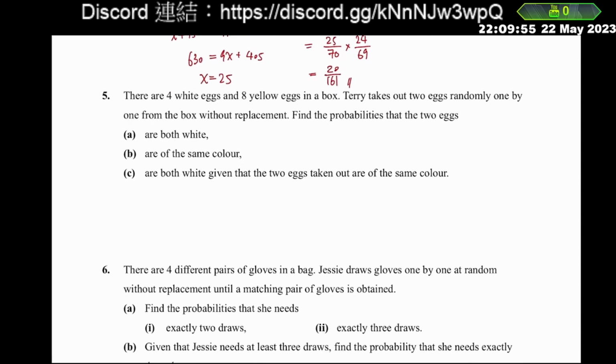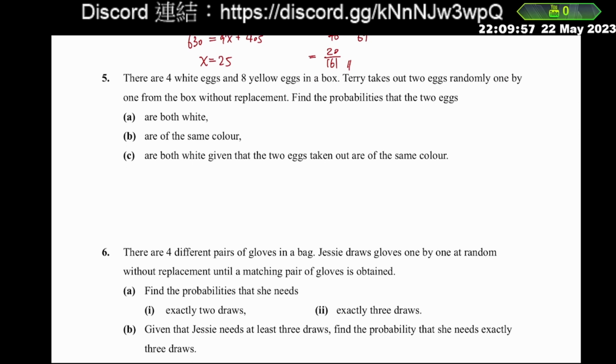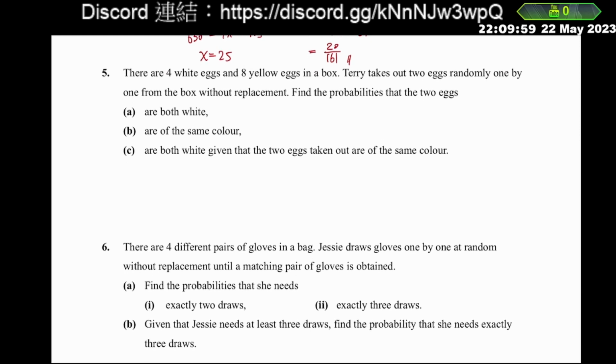Now the next is question 5. There are 4 white eggs and 8 yellow eggs in a box, and Terry tries to take out 2 eggs randomly, one by one, from the box without replacement. Again, here is a question for without replacement. That means after drawing, we do not put it back. And find the probability that the 2 eggs are both white.